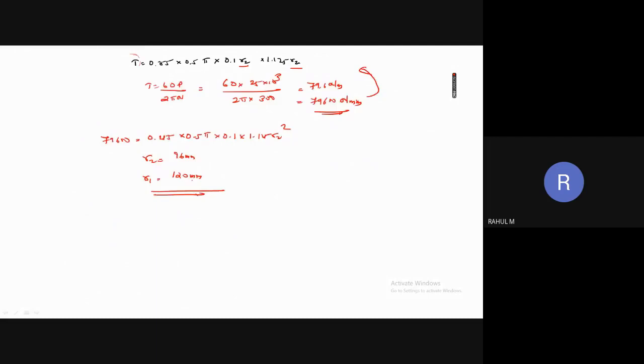If you substitute that value in the previous equation, 79600 is equal to 0.255 into 0.5 pi into 0.1 into 1.125 R2 cube. Substituting this one, you will get the value for R2. Solving, you get R2 as 96 mm. Again, substituting it in the first condition, you get the R1 value. So that is the first part of the question.